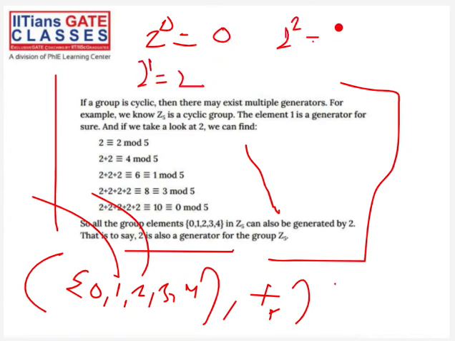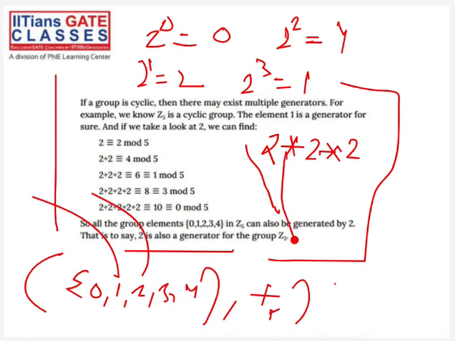2 power 2 is 4, 2 power 3 is 1. What is 2 power 3? You can see we have already discussed how this power is defined. 2 power 3 means 2 star 2 star 2. Whatever your operation is, here your operation is plus mod 5. So it will become 2 plus 2 plus 2 mod 5, which is 6 mod 5, and 6 mod 5 means 1.